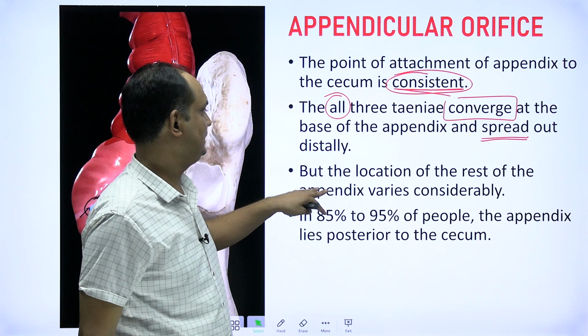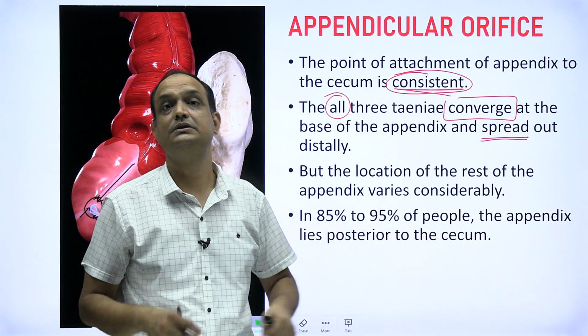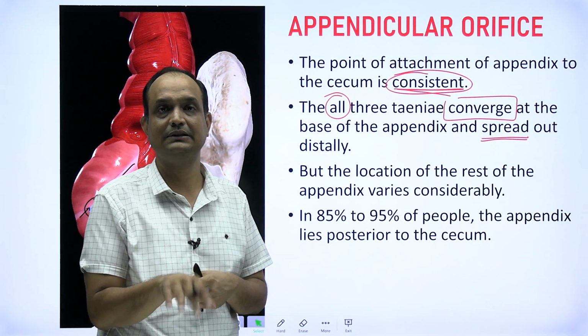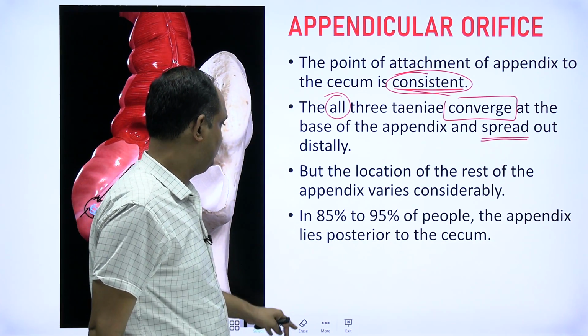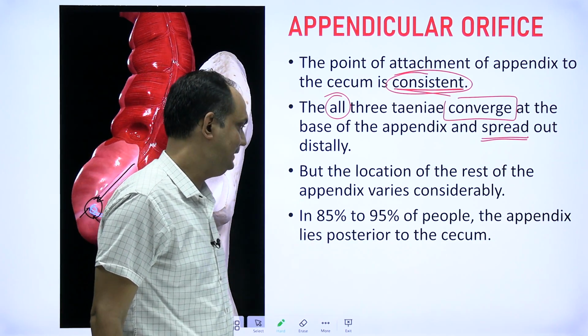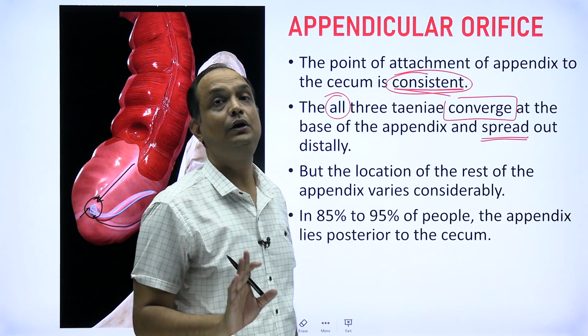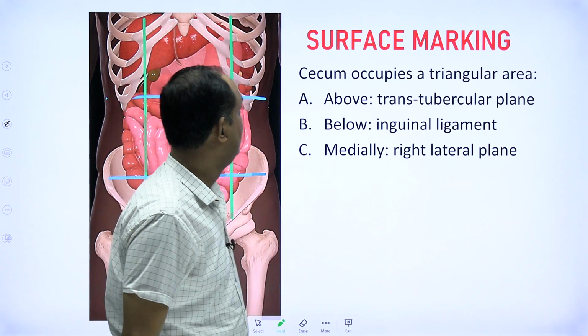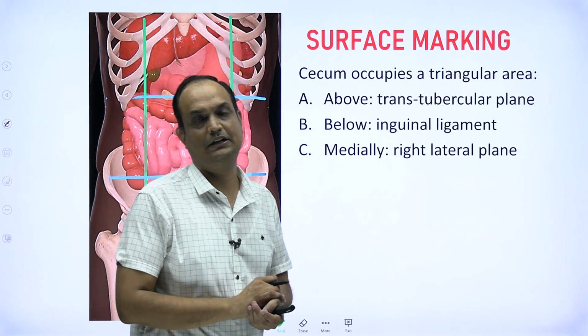So, the location of the rest of the appendix is variable, depending upon the tip. The tip may go in any part of your abdominal side, but in 80 to 95% of people, the appendix is present in the retrocecal position, that means behind the cecum. Now, how will you do the surface marking?